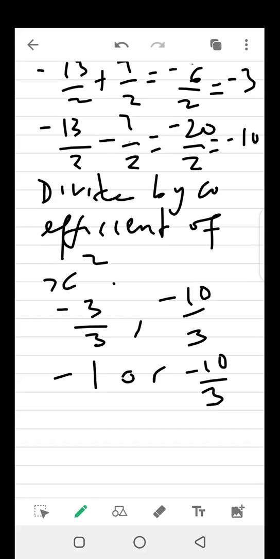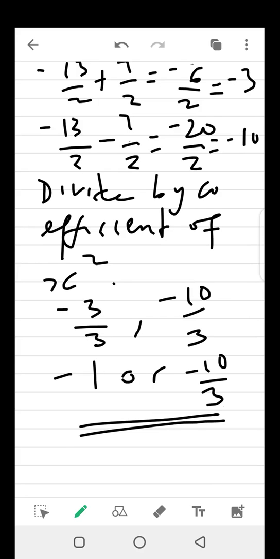This is how to solve using the latest method. The final answer should be divided by the coefficient of x squared. In my previous video, the coefficient of x squared was 1. So dividing by 1 does not change anything. That was why I never bothered to state that.